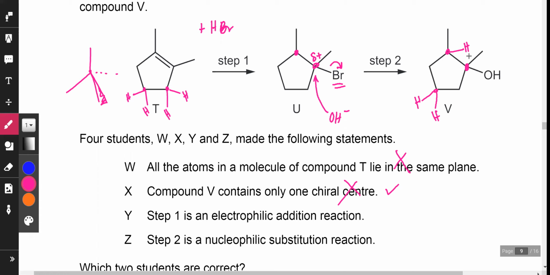Yes. Okay, so W and X are both wrong. Let's look at Y. Step one is an electrophilic addition reaction, which is true because all alkene reactions are electrophilic addition reactions, so that's true.